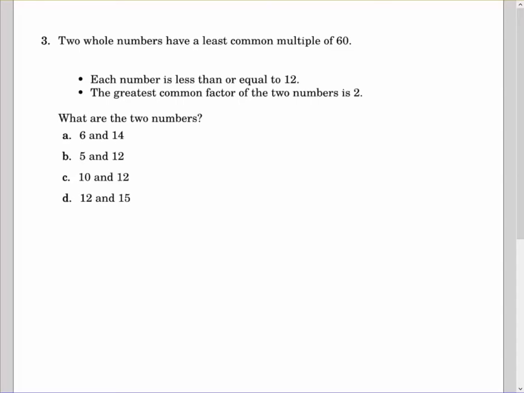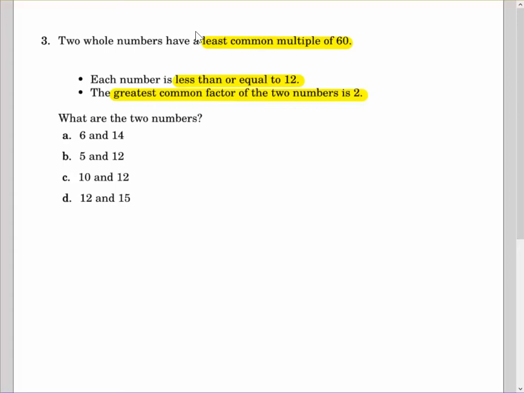It says two whole numbers have a least common multiple of 60. So we're talking about LCM of 60. Each number is less than or equal to 12, and the greatest common factor of the two numbers is 2. So what are the two numbers? So I think a lot of kids saw this question and they checked out. They're like, I don't know what GCF is. I don't know what LCM is. Oh, so long ago I forgot. But let's look at each of these criteria.